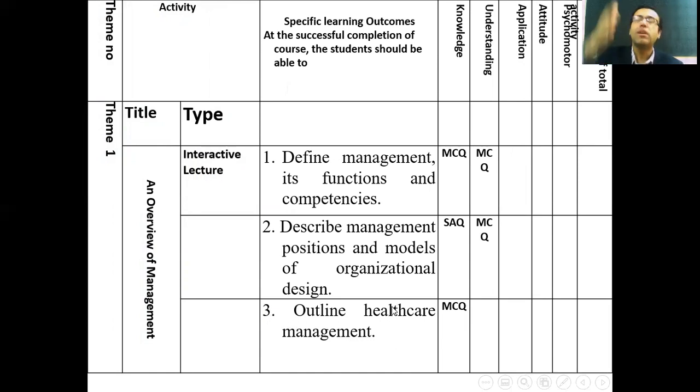You should make 5 columns for knowledge, understanding, application, attitude, and psychomotor. Okay?